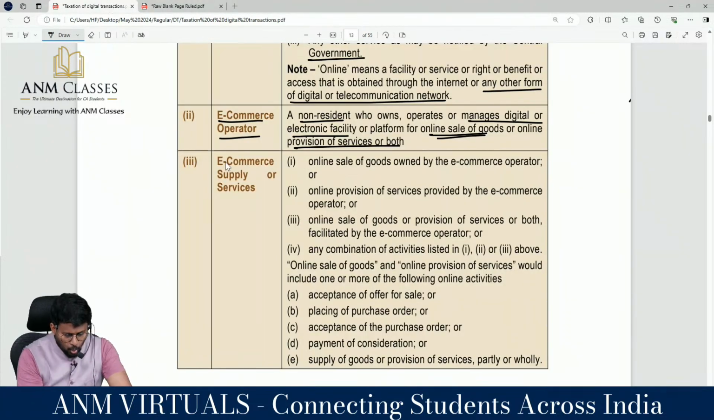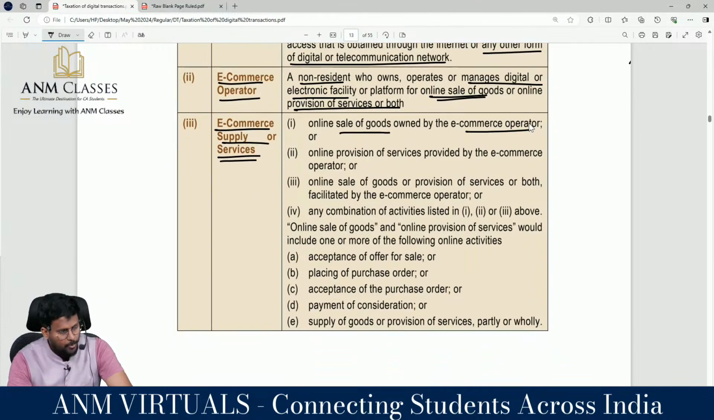Now what is e-commerce supply or services? Online sale of goods owned by an operator.